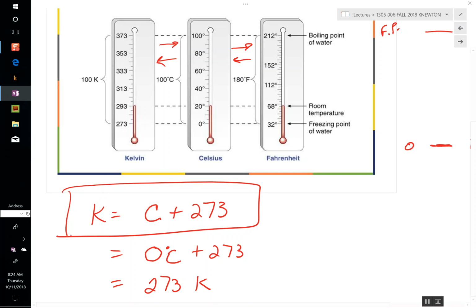It says 273.15. That would have 5 significant figures in it. To 3 significant figures, this is a good enough number.